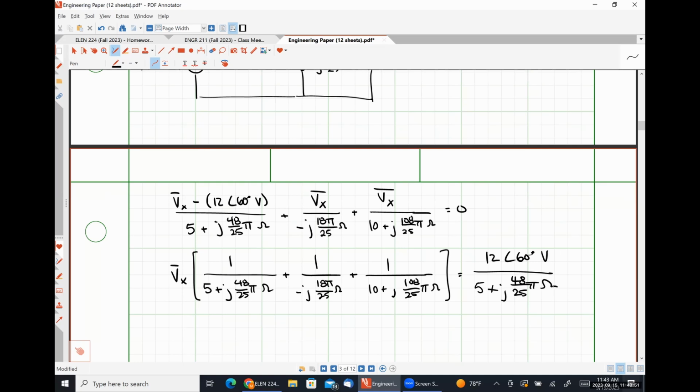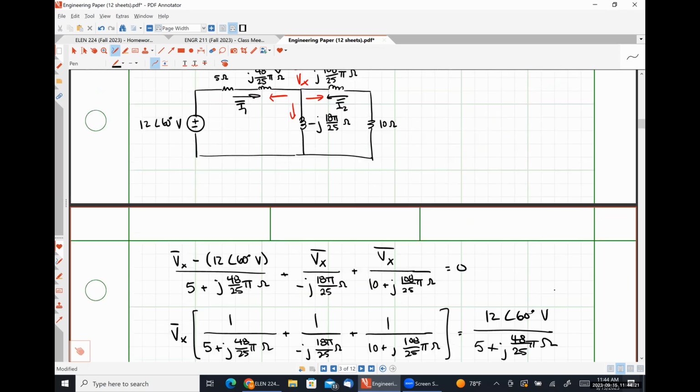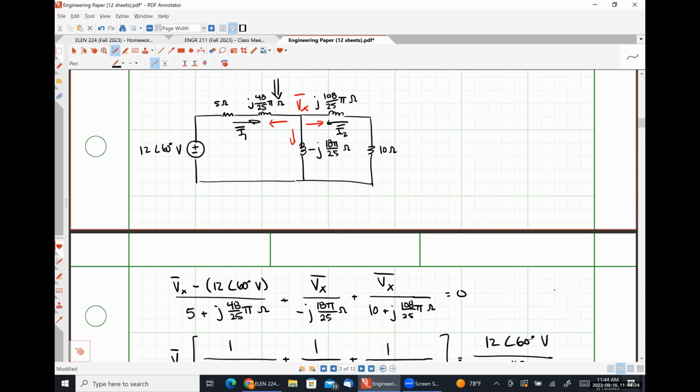Store that as y. X divided by y gives me 4.813 or 1 degrees volts. So what's I1 going to be? 12 angle 60 divided.